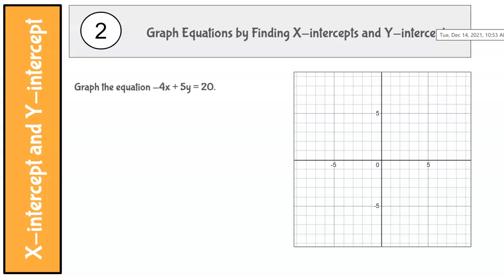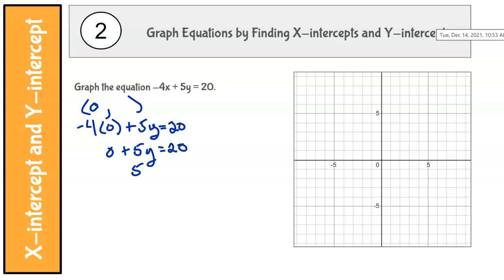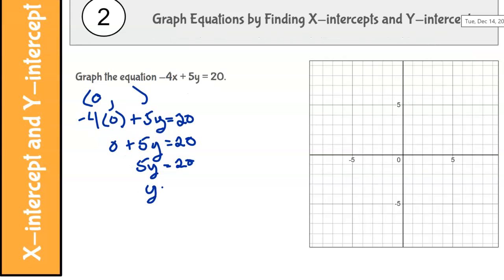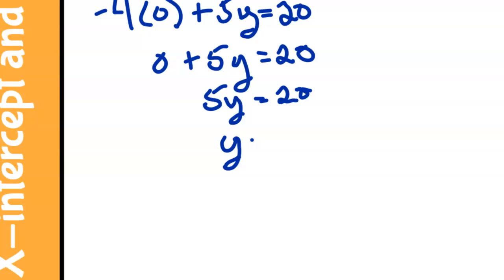Let's do another one. So again, we could solve this for y and use slope-intercept form, or we could try using x and y-intercepts. So I'm going to find the y-intercept here by putting 0 in for x. So negative 4 times 0 plus 5y equals 20. 0 plus 5y equals 20. 5y equals 20. Y has to equal 4.